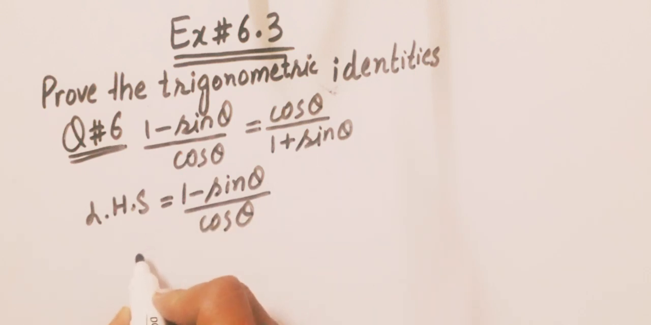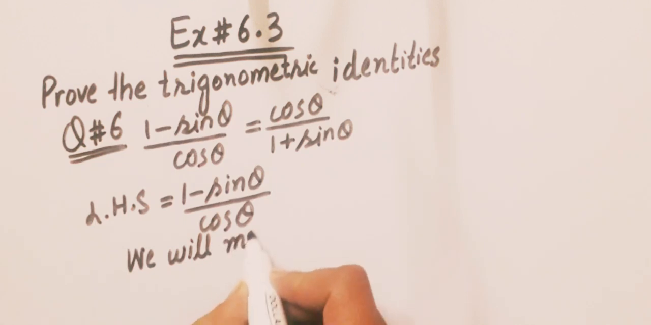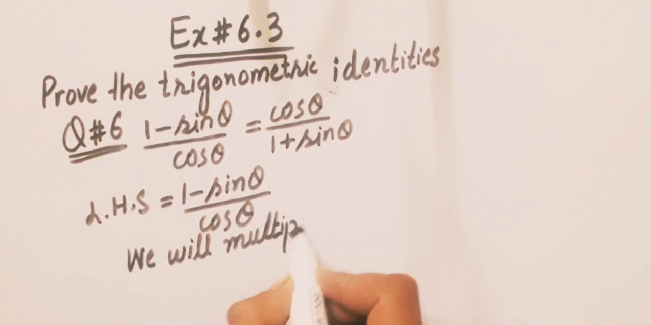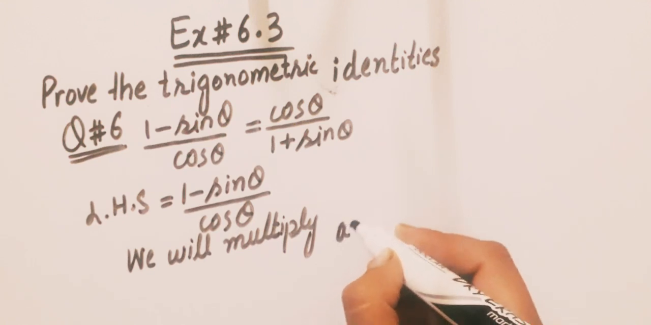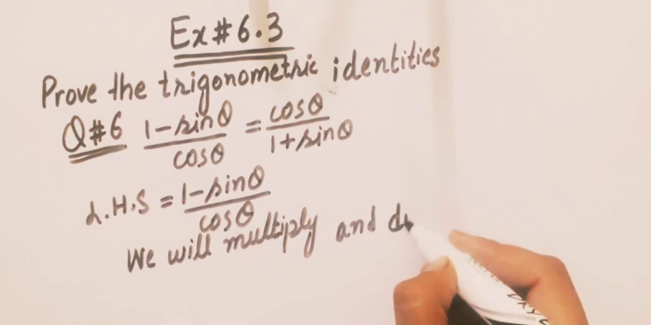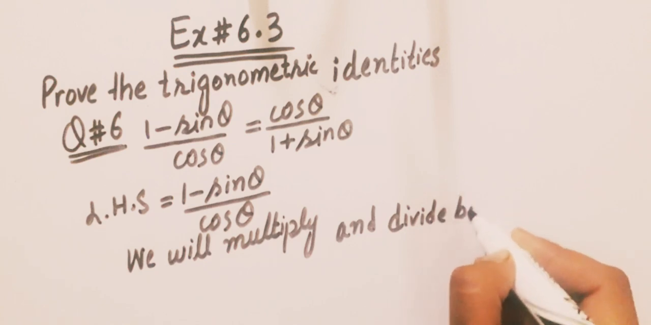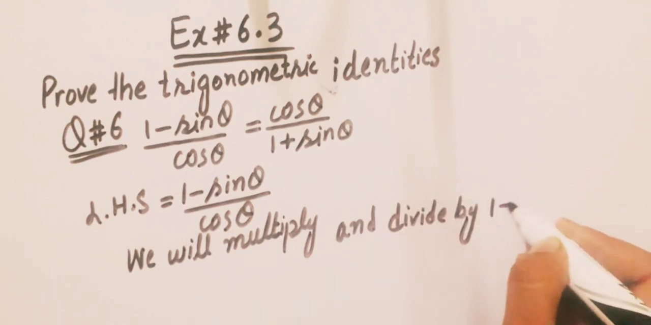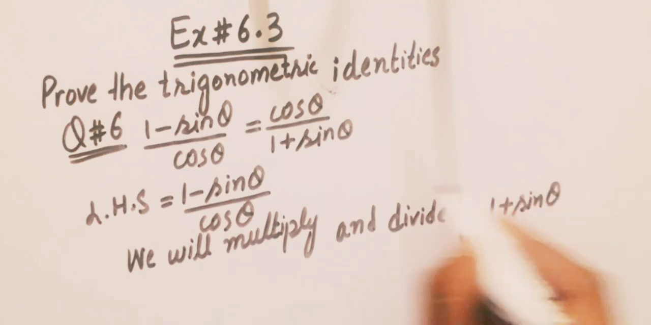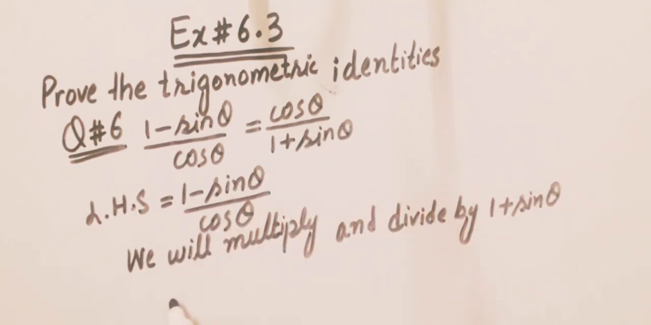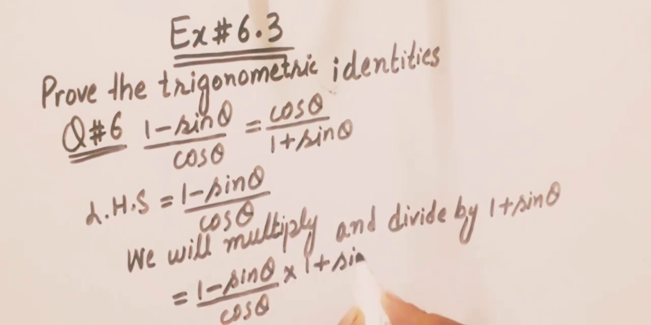So we will multiply and divide by 1 plus sine of theta to prove left hand side is equal to right hand side. So 1 minus sine of theta by cos of theta multiply by 1 plus sine of theta over 1 plus sine of theta.